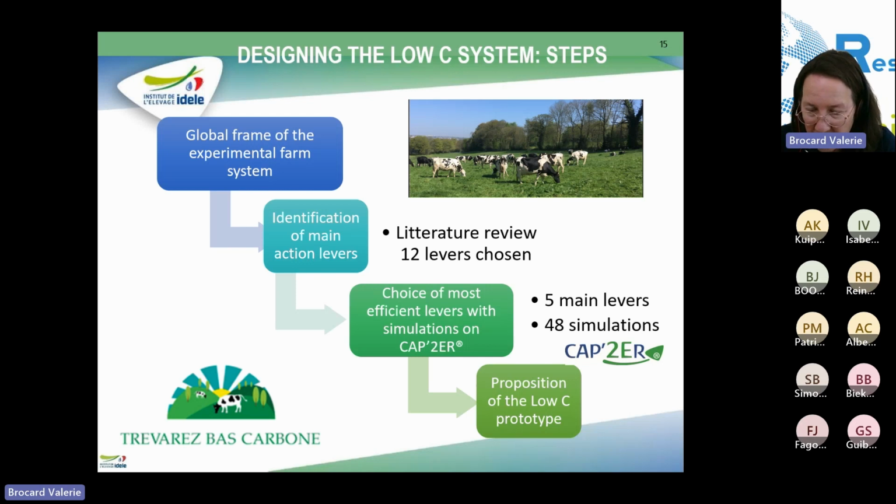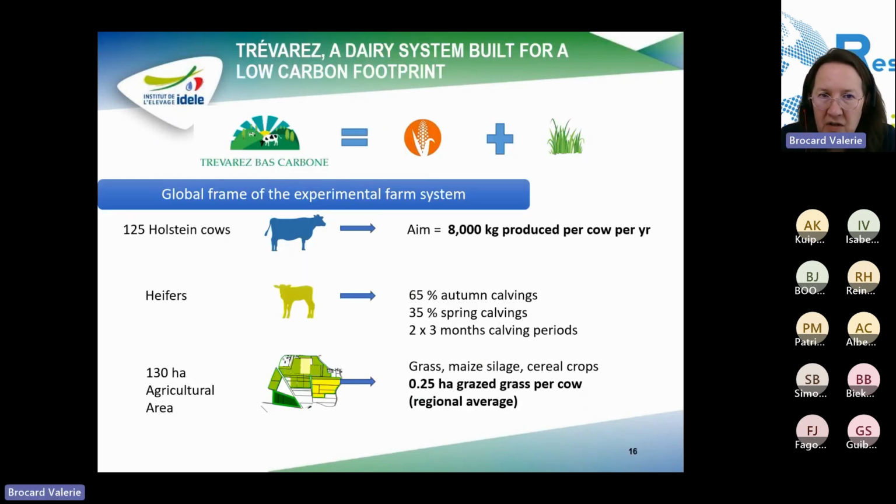And to perform these simulations, again, we used the Cap2Air tool. This way, we could rank all the different combinations of levers and choose the most efficient ones. And on this basis, we could propose the low carbon footprint prototype to implement for real on the farm. So first, we set up the global frame.